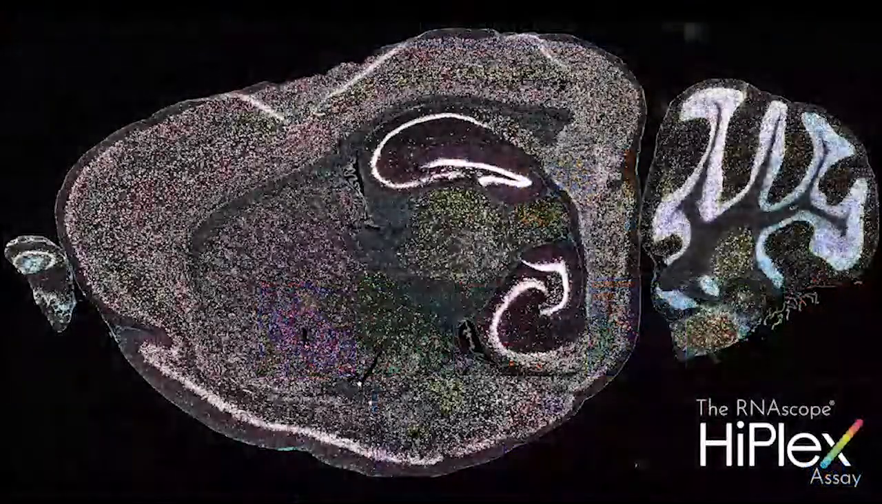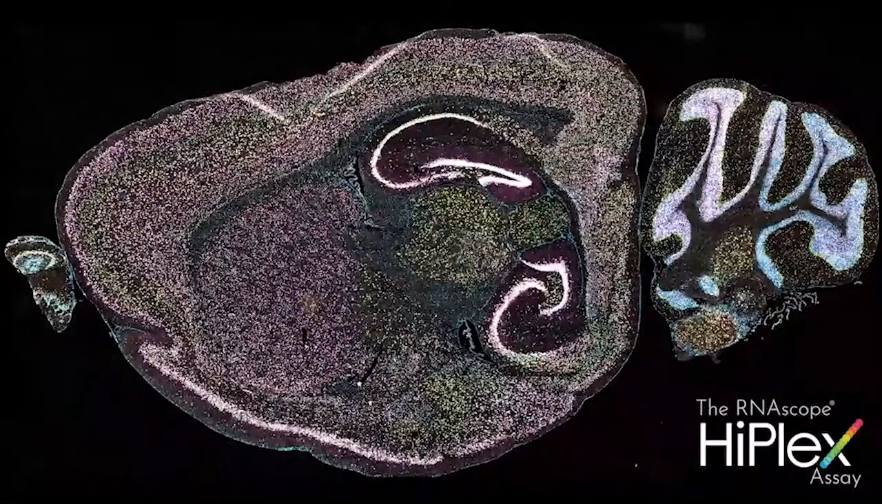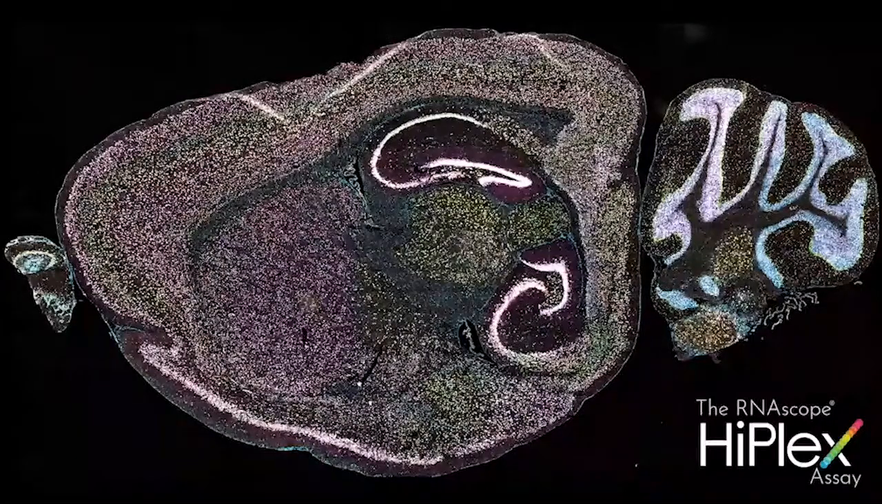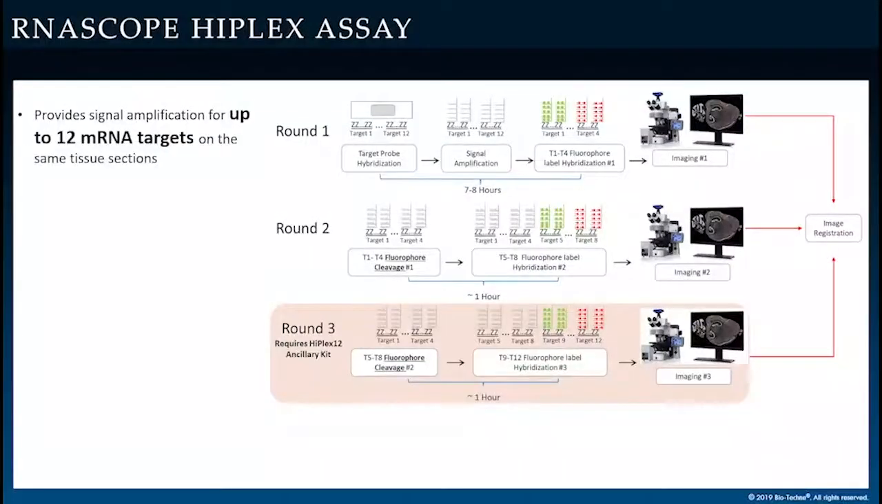I'd like to go over a little bit on the RNAscope HiPlex assay that was launched last year. As I mentioned before, the RNAscope HiPlex assay allows you to look at simultaneous detection of 12 mRNA targets on a single tissue section. The way this assay works is it consists of 3 different rounds, and in each round you visualize 4 targets. So 4 times 3, 12.